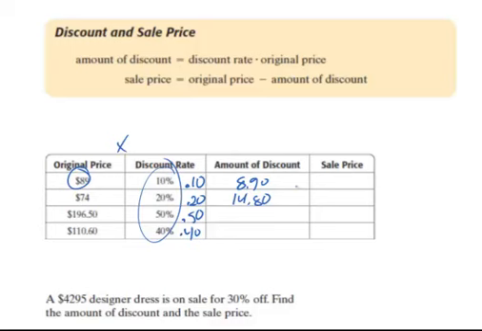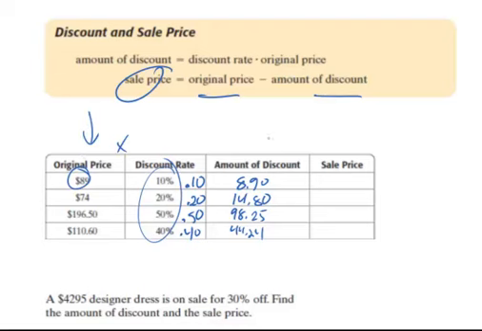196.50 times 0.50 is $98.25. And $110.60 times 0.40 is $44.24. Now, to find my sale price, I'm just going to subtract those numbers.